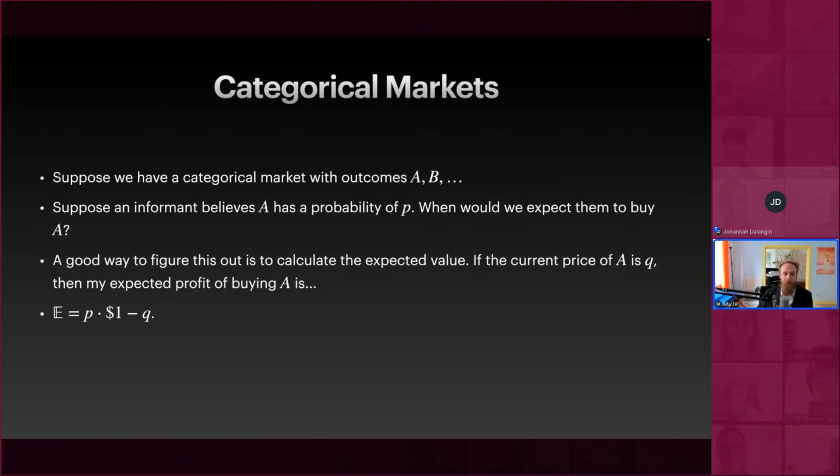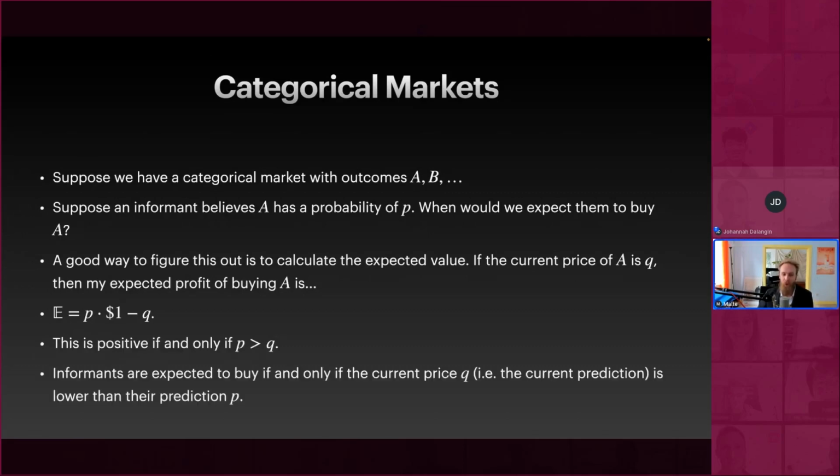And that's positive if P is larger than Q. So it makes sense for an informant to buy an asset if the current price is lower than what they think the prediction should be. And that is so great, because that means it makes sense for informants to get into the market as long as they think the probabilities are not right.